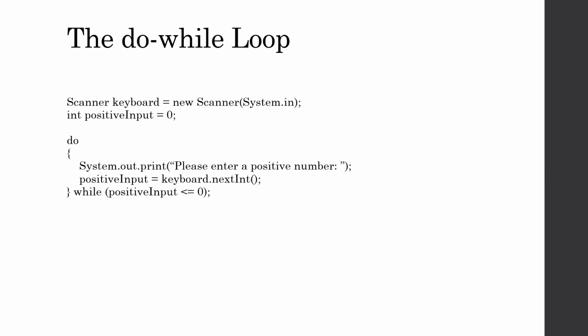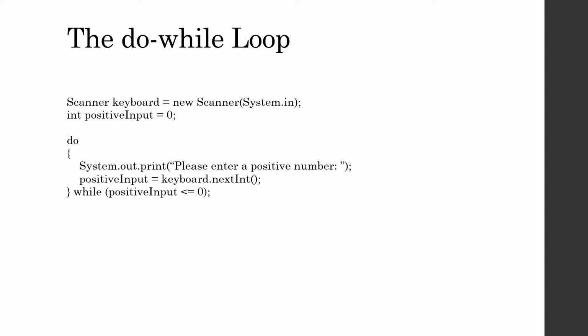So if we come over here and take a look at this, we've got our two setups, our two variable declarations, one for our scanner object that we call keyboard, another for our input that we're going to be expecting from the user. So go ahead and declare an int called positive input, initialize that to 0. So this will be just like the previous input validation example that I used with the while loop. But now we're going to go ahead and create a do while loop.